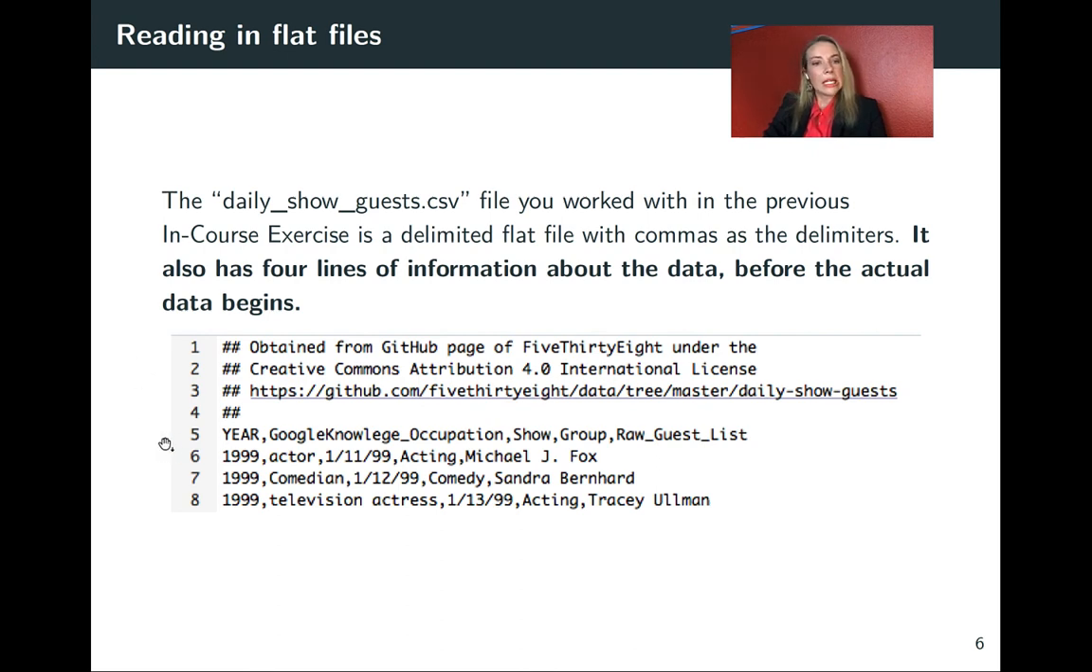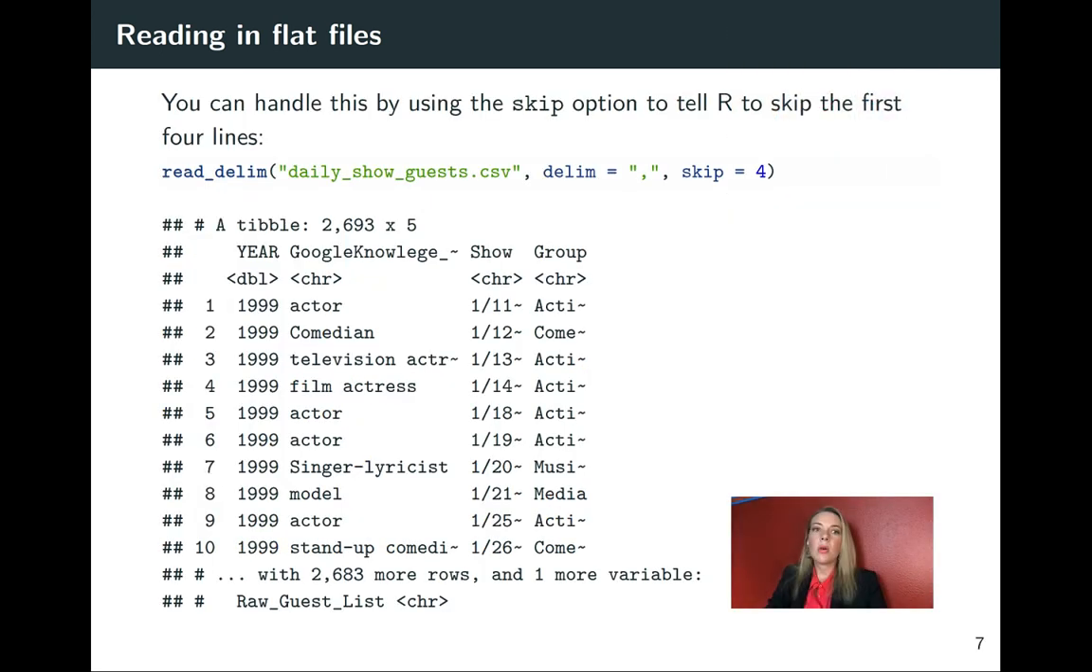So you can see as you get down to line 5, this is where we really want the data. We want to skip everything above it, but then we want to start with the column names on the 5th row and then have everything after. So what we can do when we do read delim, we can specify that we would like to skip the first 4 rows. When we do that, it reads in everything like we want.